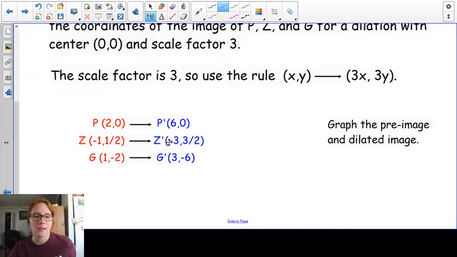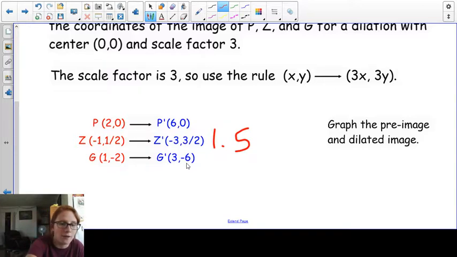-1 times 3 gives me -3. 1/2 times 3 gives me 1.5. And then 1, -2 gives me 3, -6. So it means I took every single piece and multiplied it by 3. So let's go ahead and plot our new dilations.